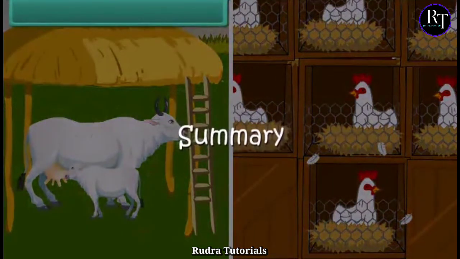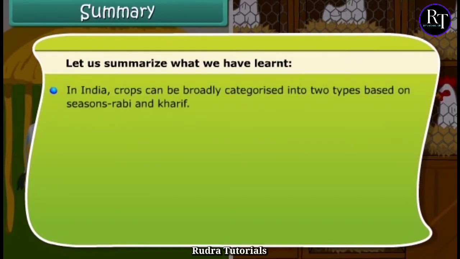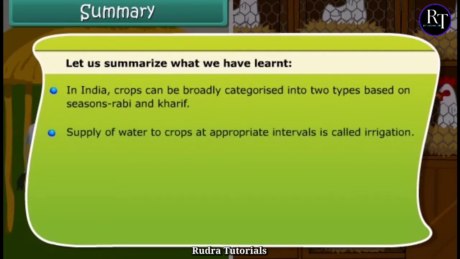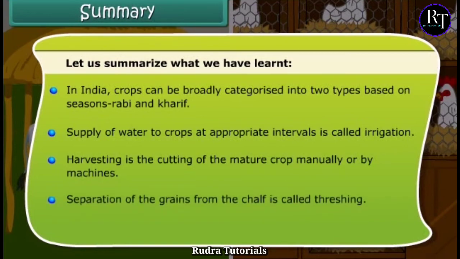Summary. Now friends, let us summarize what we have learned so far. In India, crops can be broadly categorized into two types based on the seasons they are grown in, Rabi and Kharif. Supply of water to crops at appropriate intervals is called irrigation. Harvesting is the cutting of the mature crop manually or by machines. Separation of the grains from the chaff is called threshing.